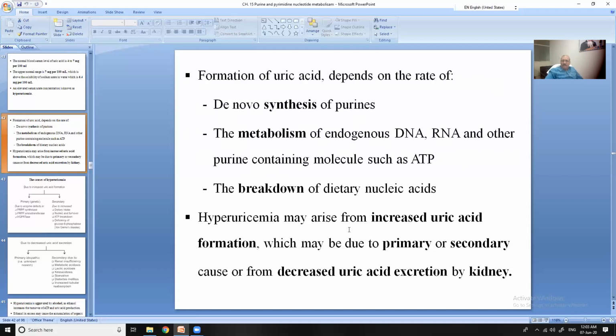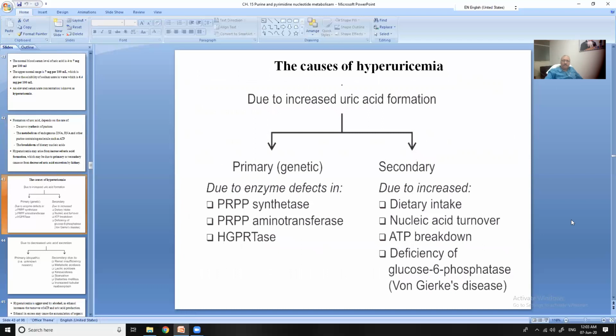Hyperuricemia may arise from increased uric acid formation, which may be due to primary or secondary causes, or from decreased uric acid excretion by the kidney. If the kidney is not excreting the uric acid, it will be increased in the blood. Later on, I will be telling you. These are the causes of hyperuricemia.